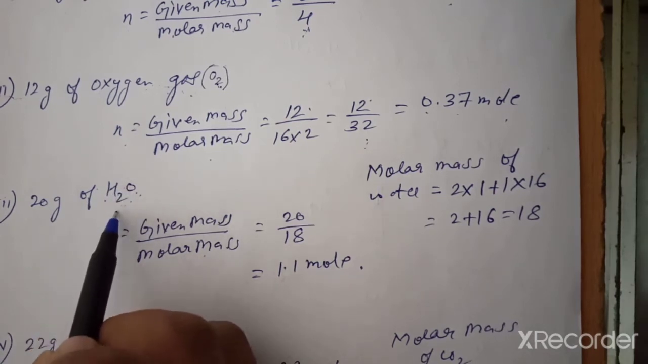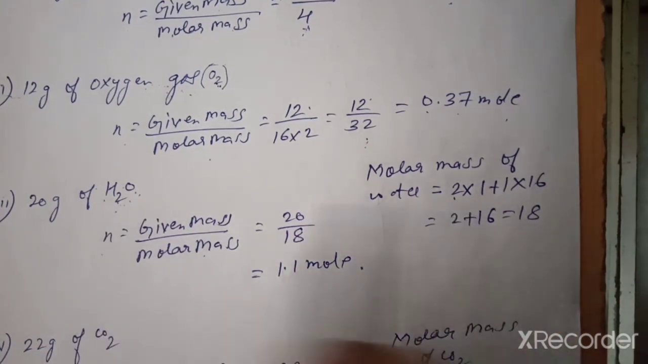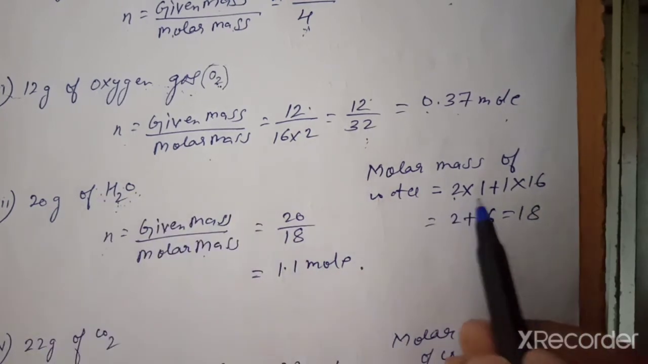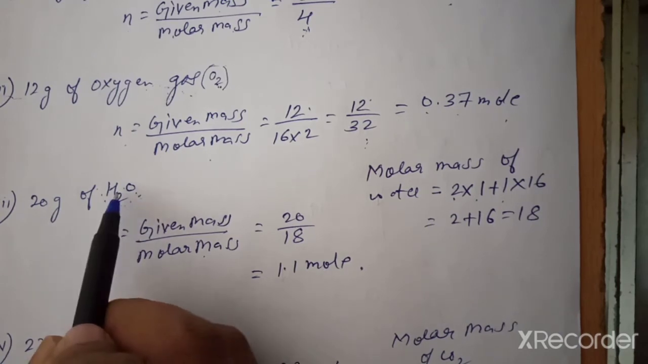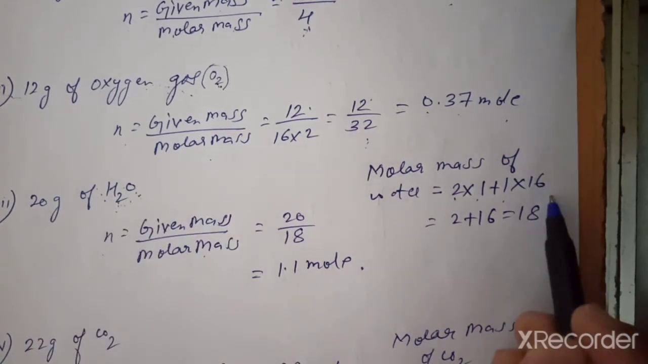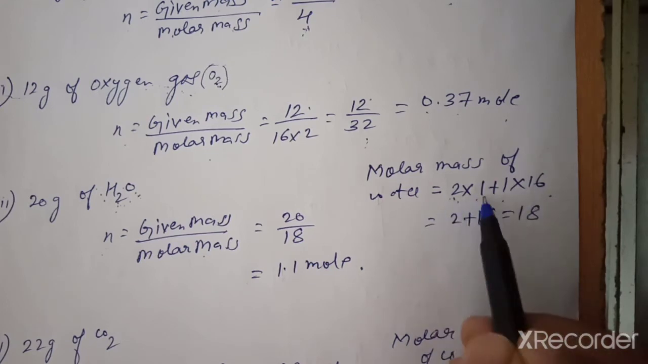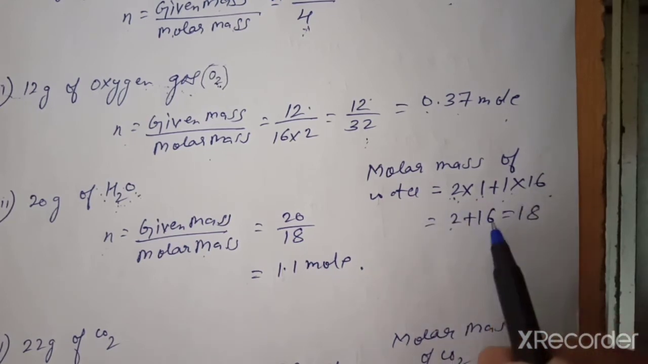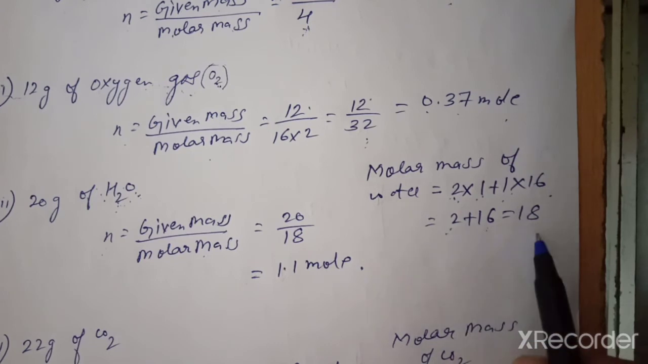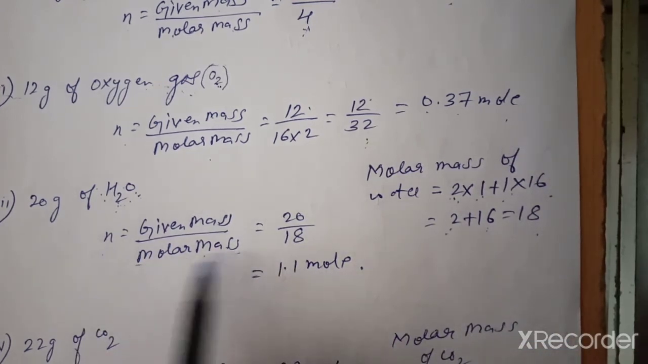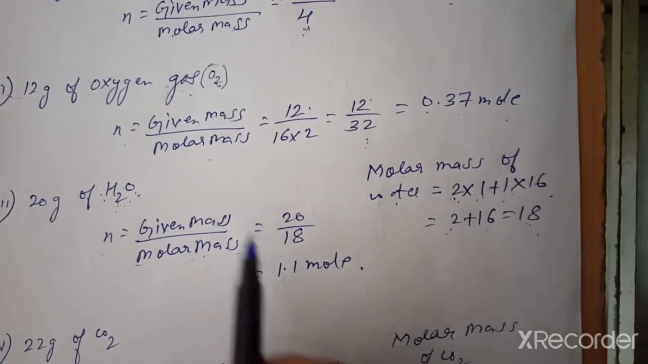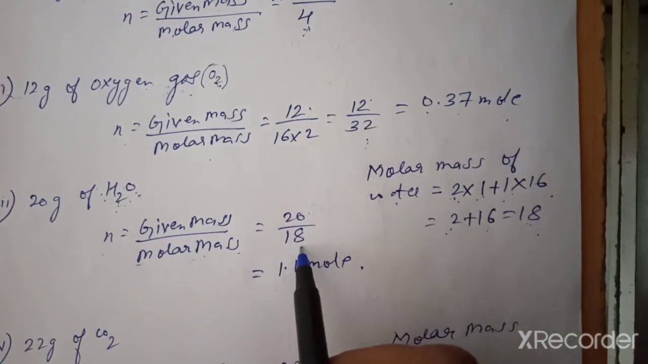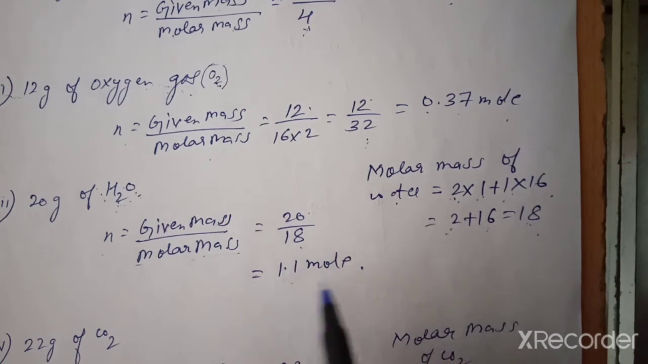Now if we see H2O, how many atoms of hydrogen are there? It is 2. 2 multiplied by the atomic mass of hydrogen, that is 1, plus the number of atoms of oxygen, which is 1, multiplied by its atomic mass, that is 16. So 2 multiplied by 1 is 2, 16 multiplied by 1 is 16, and when you add 16 and 2 you get 18. So in place of molar mass we put the calculated value for water. We write 20 divided by 18. On solving we get 1.1 mole.